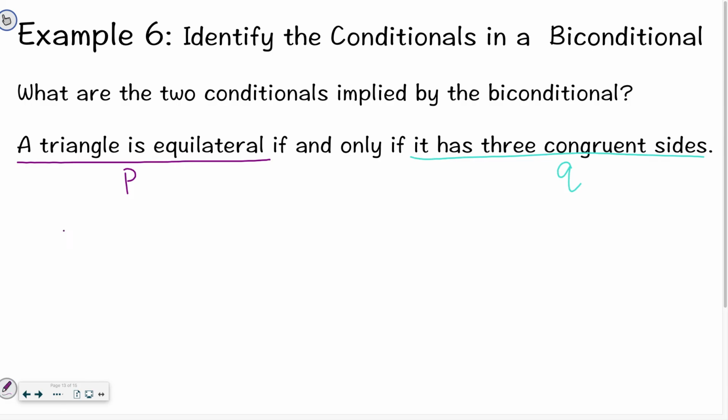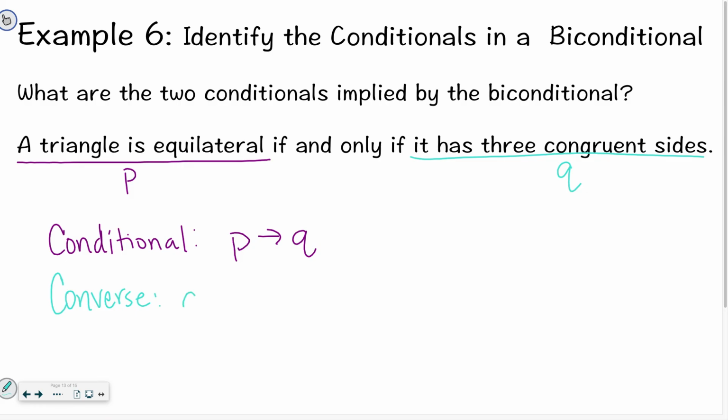So my conditional, I'm not going to actually write this out, but my conditional would be if P then Q, which would sound something like this: if a triangle is equilateral, then it has three congruent sides. My next conditional statement would be the converse of that, which would be if Q then P, which would be read: if a triangle has three congruent sides, then it is equilateral.